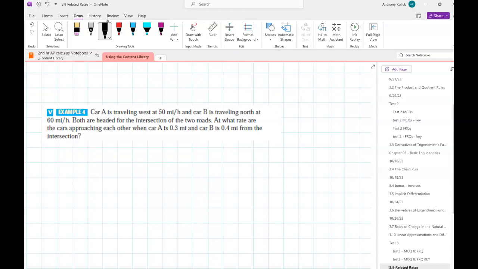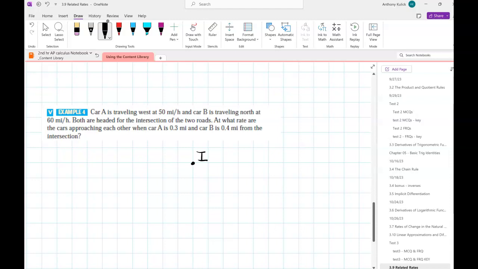All right. So car A is traveling west at 50 miles per hour, and car B is traveling north at 60 miles per hour. Both are heading for the intersection of the two roads. At what rate are the cars approaching each other when car A is 0.3 mile and car B is 0.4 mile from the intersection?